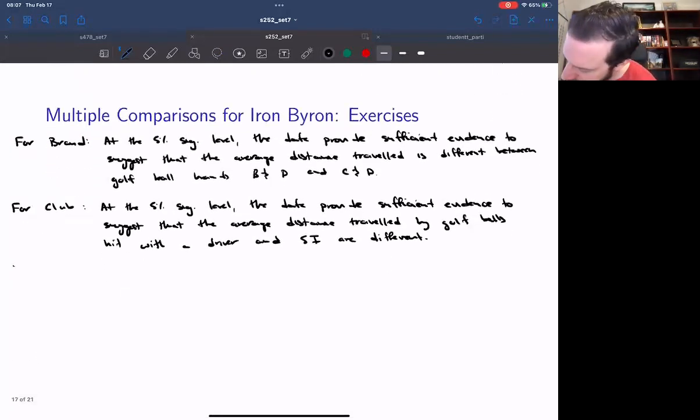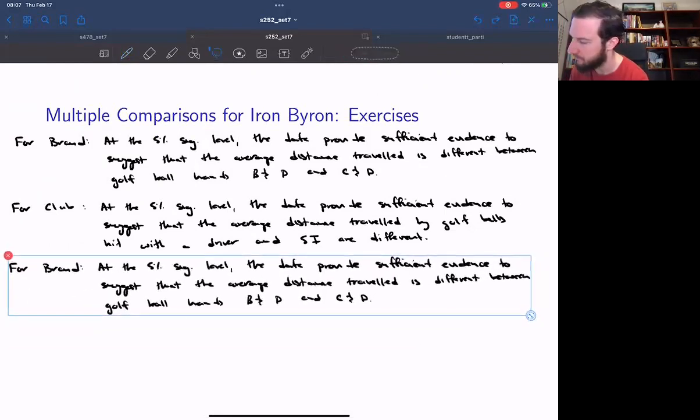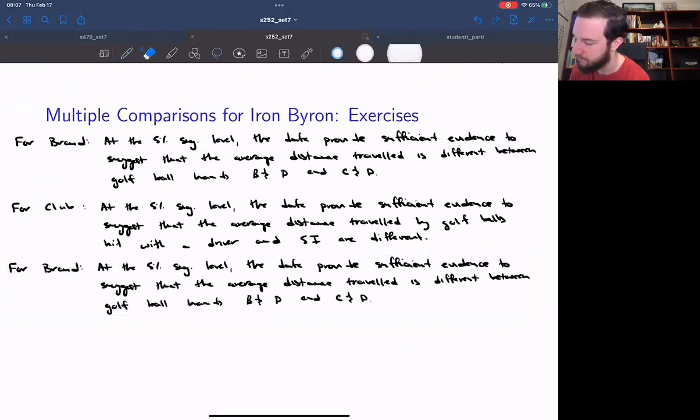Okay, and then finally, for the treatment combinations, so I'll say for the interaction, we can say at the 5% significance level, the data provides sufficient evidence to suggest that the average distance traveled is different between golf ball brands.